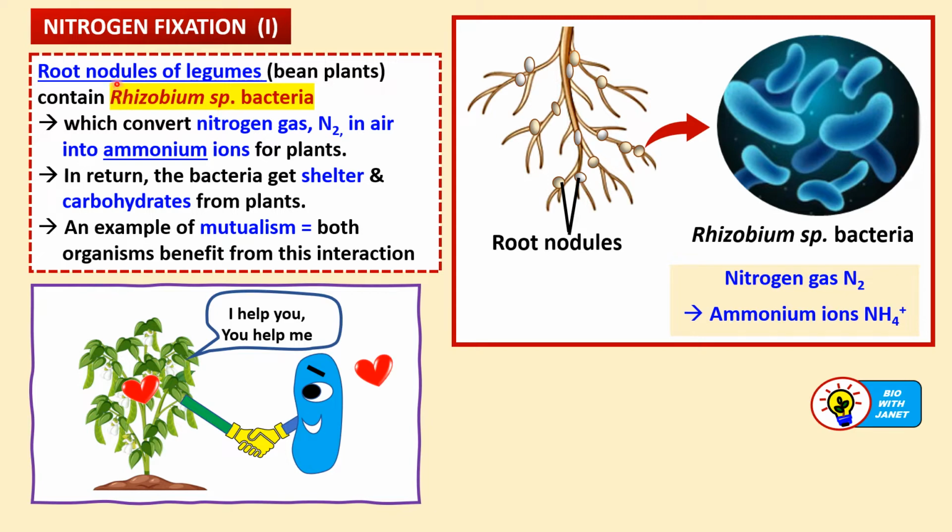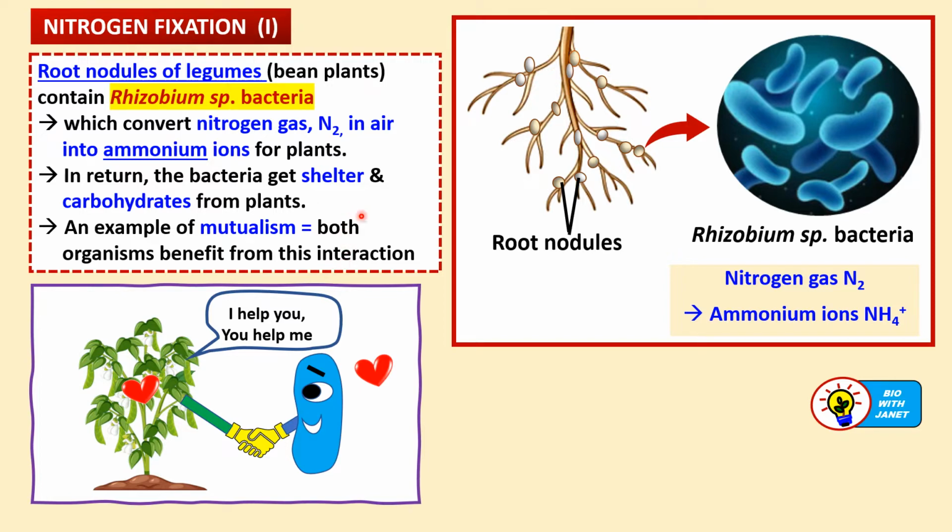All right, so root nodules of legumes or bean plants contain rhizobium species bacteria, which convert nitrogen gas, N2, in the air into ammonium ions in the plants, for the plants to use. In return, the bacteria get shelter and carbohydrates from the plants. And this is an example of mutualism, where both organisms, the plant and the bacteria, benefit from this interaction.